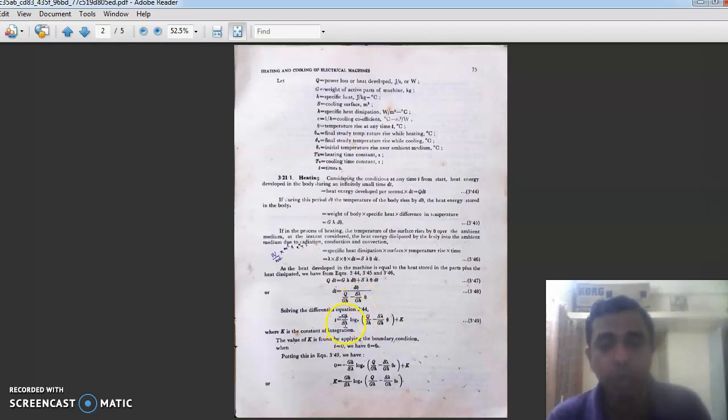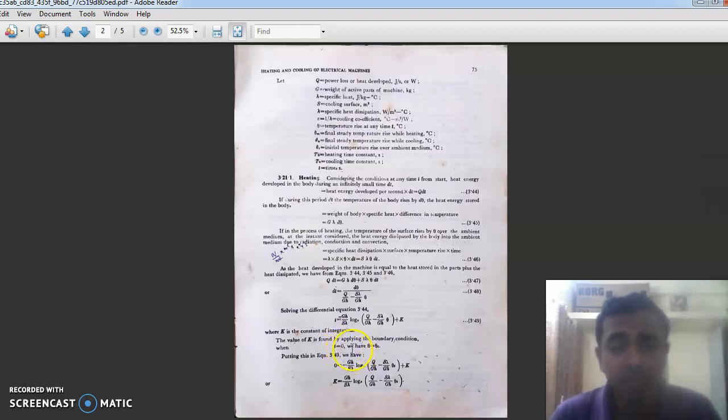We get t equal to minus gh by s lambda log to the base e of q by gh minus s lambda by gh theta, plus an integration constant k. Now we have to find the k value, so we apply two boundary conditions. First we apply the first boundary condition to find k. What is the case when we just start the machine? We are starting the machine at a time t equal to 0.